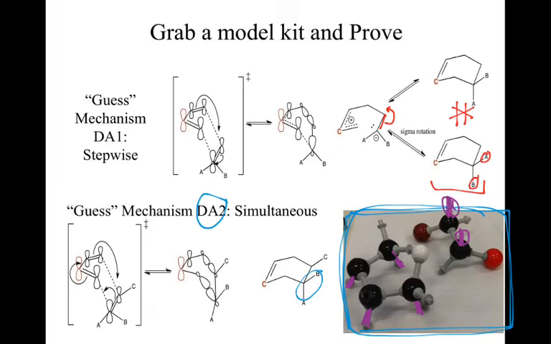So as we go through these, what you need to do is move the model kit and see how the atoms necessarily change and shift their orientations relative to each other.